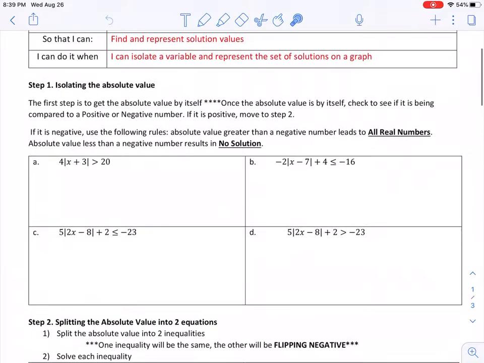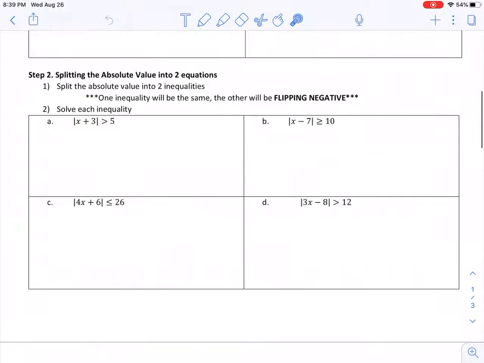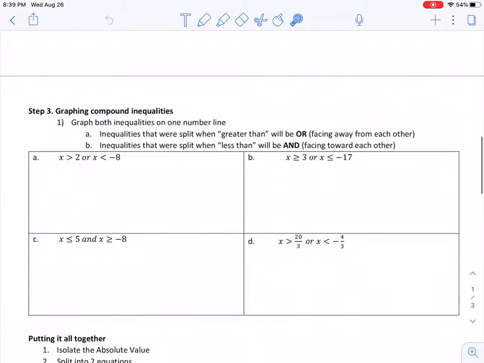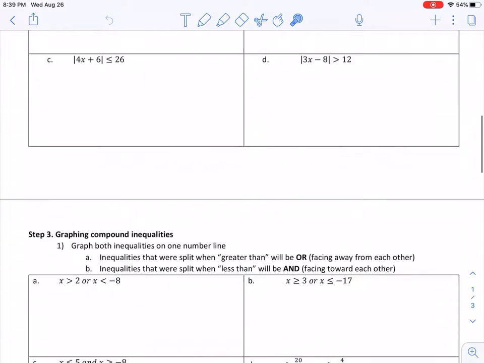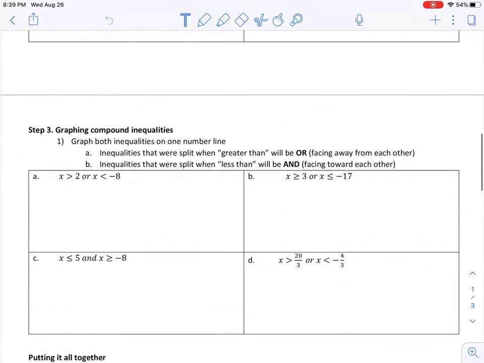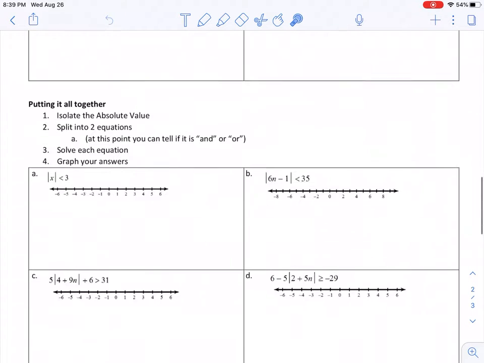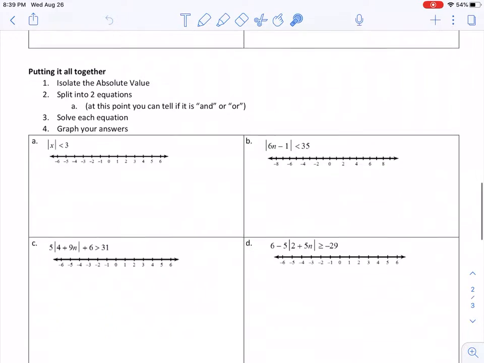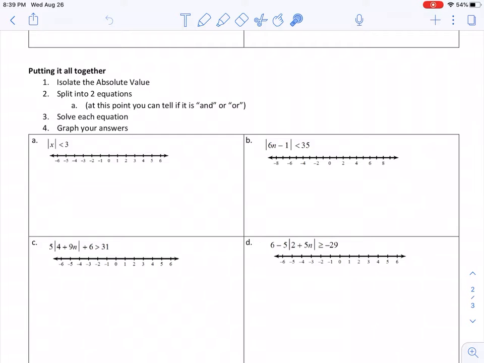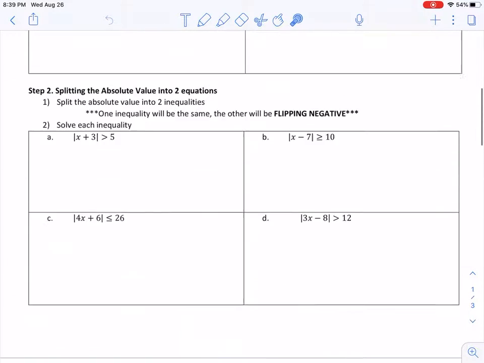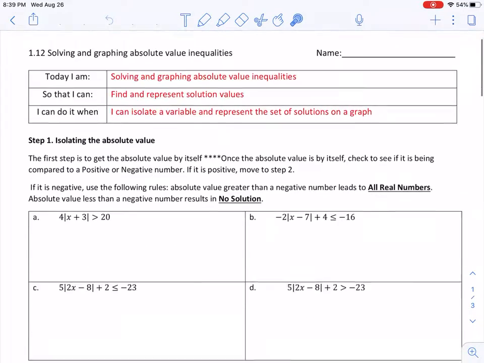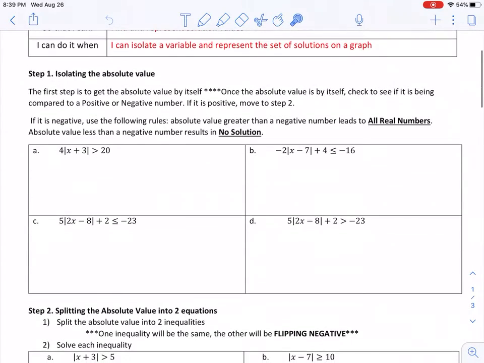So step 1, we will be isolating the absolute value. Step 2, we will then be splitting the absolute value into two equations, and in step 2 we're also solving. And then step 3 we'll be graphing the compound inequalities. And then the last part of these notes, we will do all of those steps. You'll see examples of how to do all of those steps in one go. So the first thing is to isolate the absolute value.